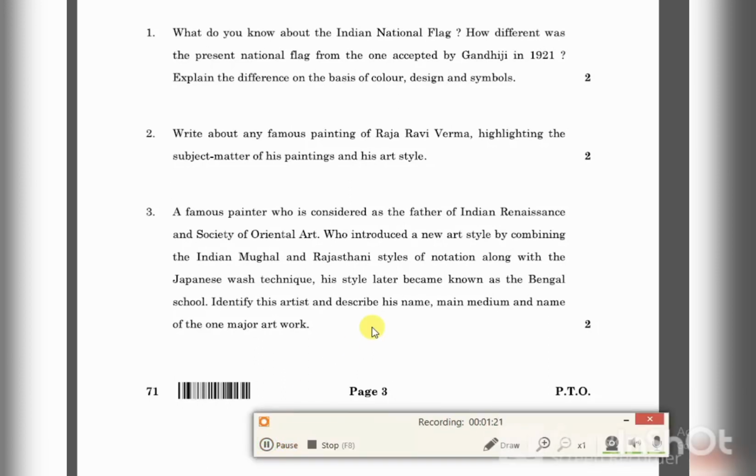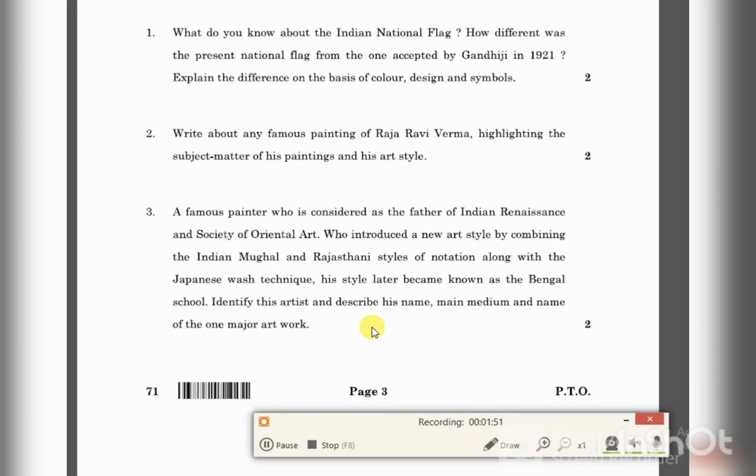So now we will come to the next question. The next question is, a famous painter who is considered as the father of Indian Renaissance and the Society of Oriental Art, who introduced a new style of art by combining Indian Mughal and Rajasthani styles of notation along with the Japanese wash technique. His style later became known as the Bengal School. Identify the artist and describe his main medium and name one of the major artworks.